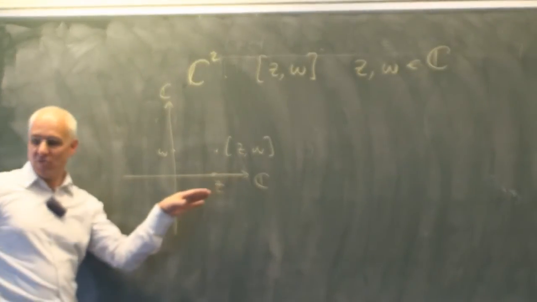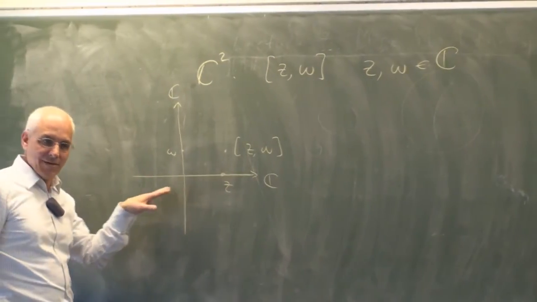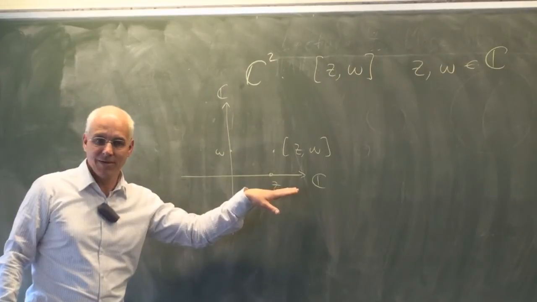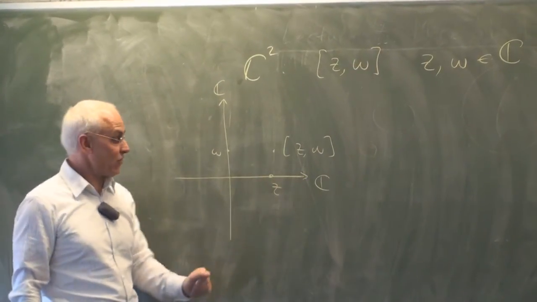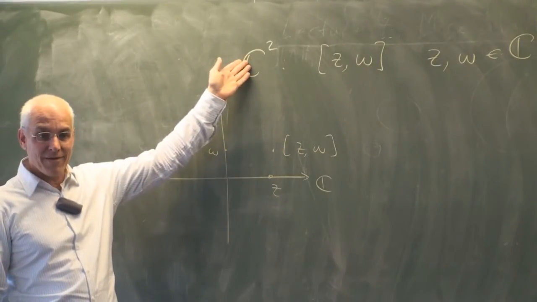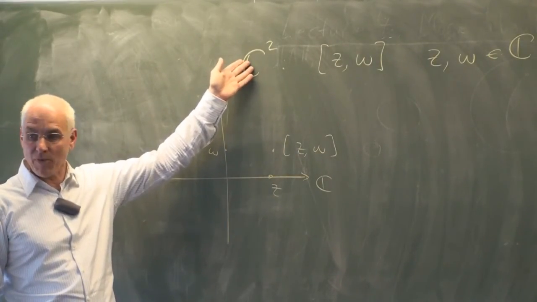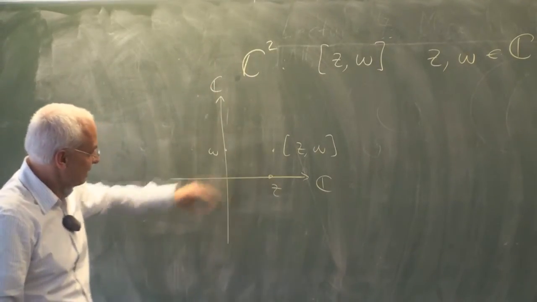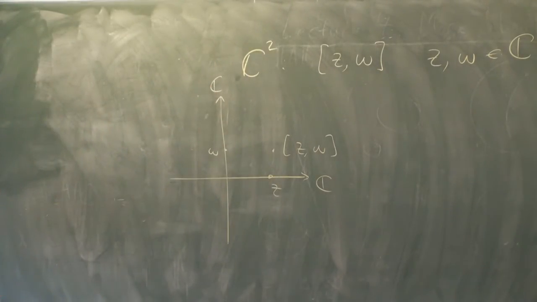But this is not a very good picture, because C is not one-dimensional. C is actually two-dimensional. It's two dimensions in this direction and two dimensions in this direction. We would really need 4 dimensions to visualize this properly. But this still gives us a reasonable idea of what's going on.